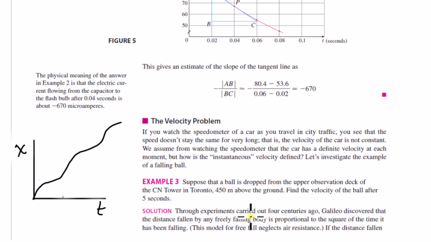Through experiments carried out 4 centuries ago, Galileo discovered that the distance fallen by any freely falling body is proportional to the square of the time it has been falling. This model for free fall neglects air resistance. So yeah, this is what we learn in engineering dynamics.